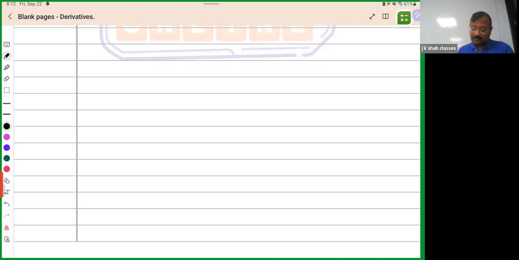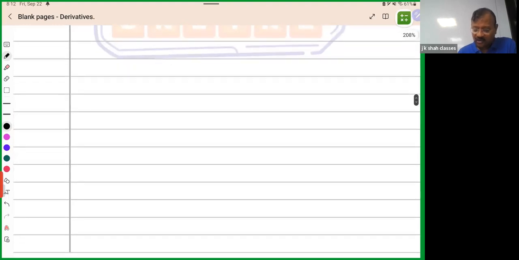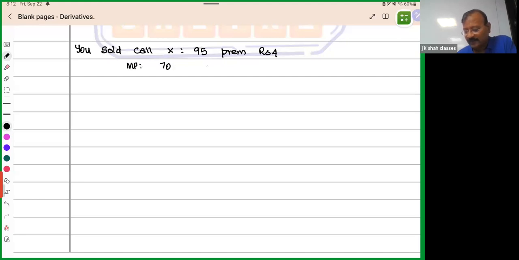Now I'll start giving you examples which you will solve, and once you start struggling, then I'll tell you what to do. Let's say you sold a call with strike price 95, premium ₹4, right? Can you prepare the payoff table for market price ranging from 70 to 130 in ticks of 5? First, you prepare, and then I will teach you the shortcut method of it.